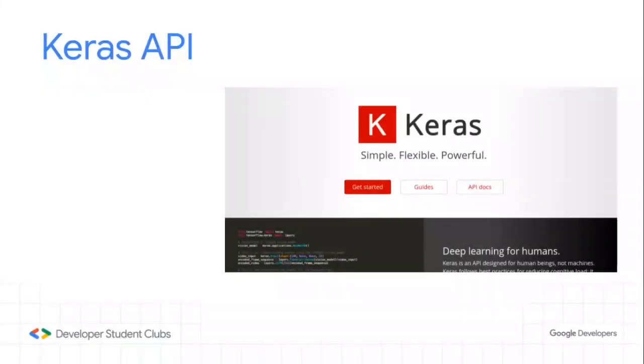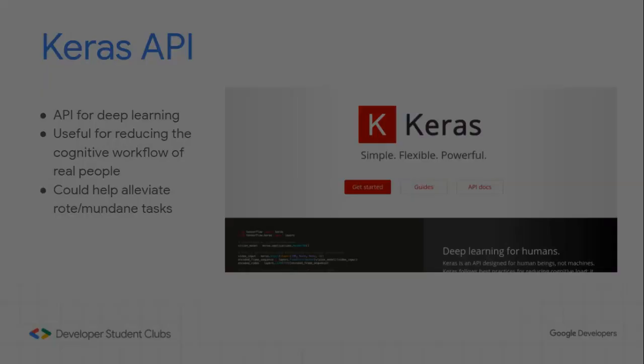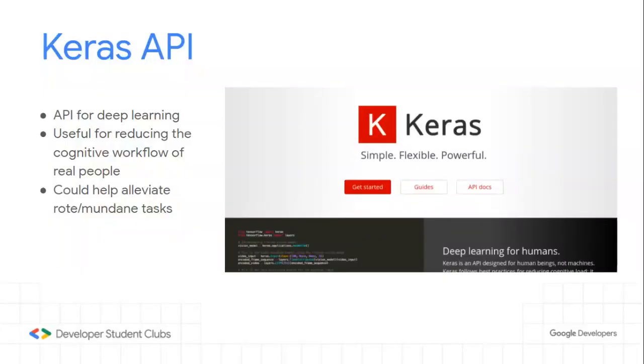The other one is the Keras API, and it's one that's designed for deep learning. It seems like it could be really useful in terms of reducing the cognitive workload of real people, maybe taking some of the monotony out of really mundane or repetitive tasks. That's a really useful thing when we think about the modern workplace, where we're constantly trying to alleviate rote, repetitive tasks off human beings and put the onus on computers.